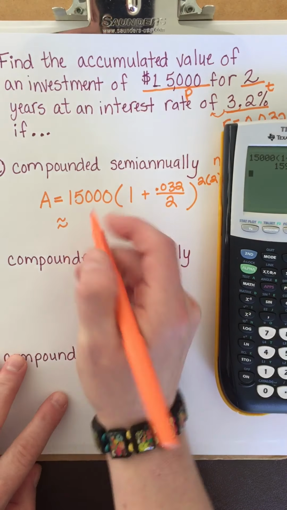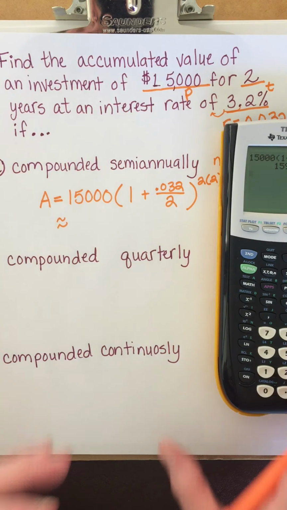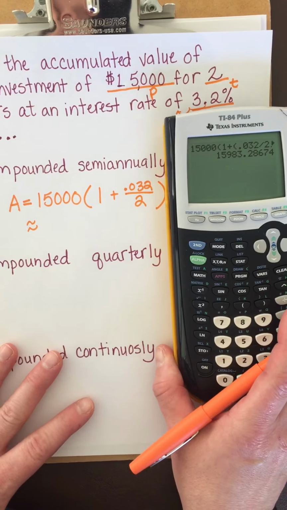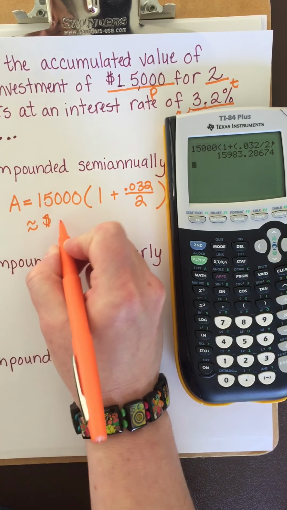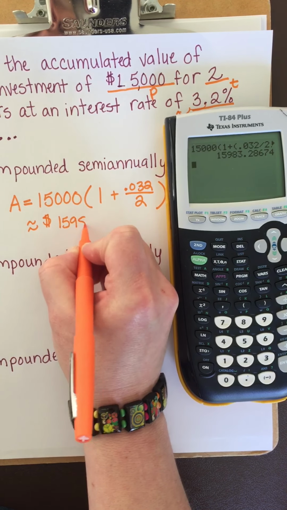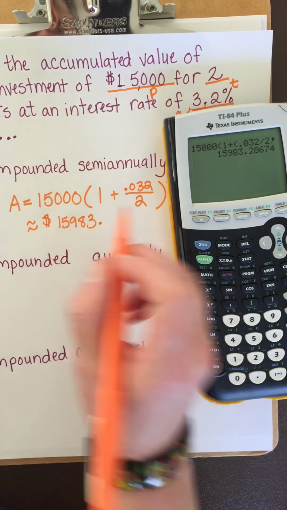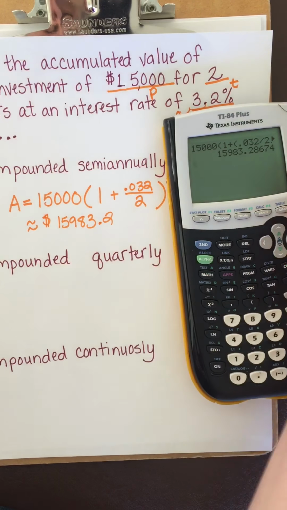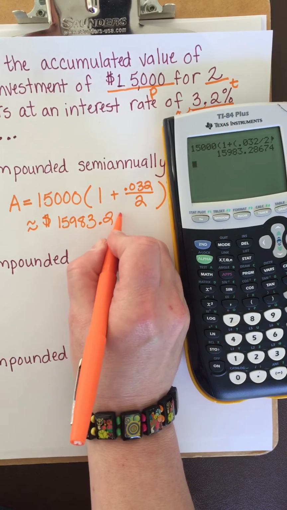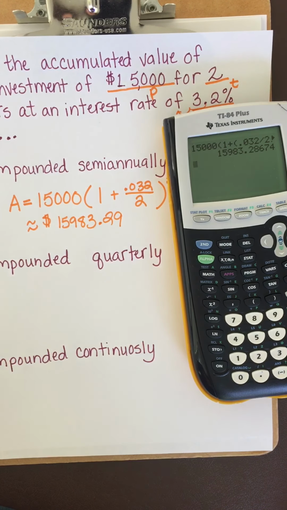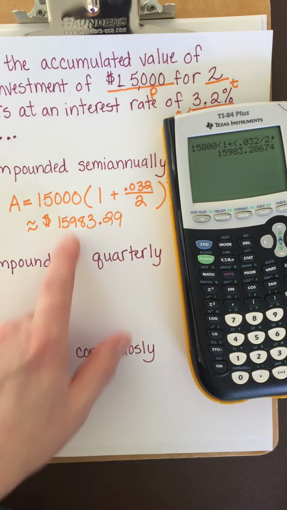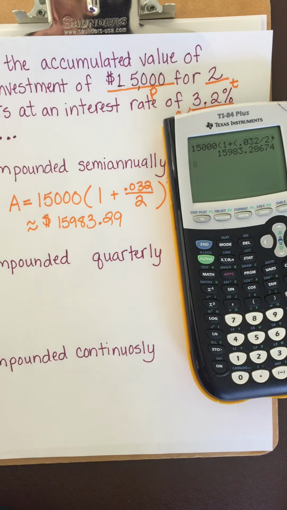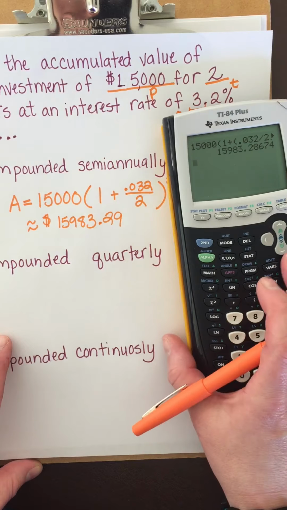All right, and we get approximately, I'm going to round to the hundredths place because we're talking about money. So we'll go to the penny. And we have $15,983.29. The 8 will look at the 6 and round up, 29 cents. So in 2 years, I went from $15,000 to $15,983.29. How's that sound? All right, let's look at the next one now.